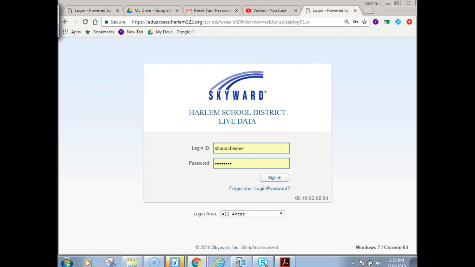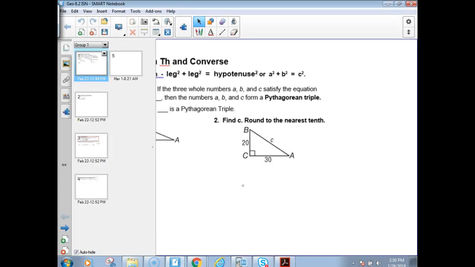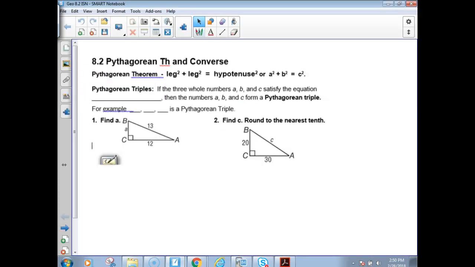If you look in your ISN now, we're going to talk about the Pythagorean theorem and its converse. This is the first thing we'll do, and then we'll do the examples in your packet. The Pythagorean theorem says leg squared plus leg squared equals hypotenuse squared, or as you've seen it just now, a squared plus b squared equals c squared.